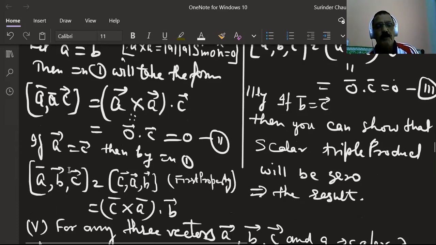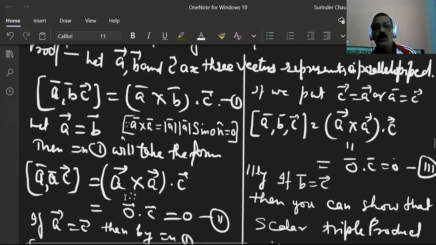The second result. Similarly, if A is not equal to B but A is equal to C, then in place of C we write vector A. Again, by the first property, the scalar triple [A B C] is equal to [B C A] is equal to [C A B]. So we take the scalar triple of [A B C] equal to the scalar triple of [C A B]. But again, by definition, we can write this in the form (C cross A) dot B. Now C is equal to A. In place of C we write A, it is equal to (A cross A) dot B.